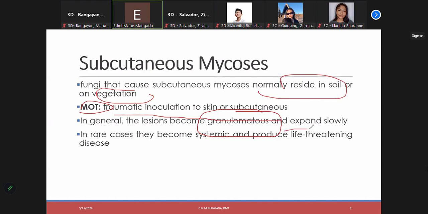And they expand or grow because the fungi were inoculated in our subcutaneous tissue, and eventually they cause expansion, like they spread. There is hyphal invasion. Their hyphae invade the tissues until their area keeps getting larger. In rare cases, they become systemic. Sometimes they go to the blood also, and may now cause life-threatening diseases.